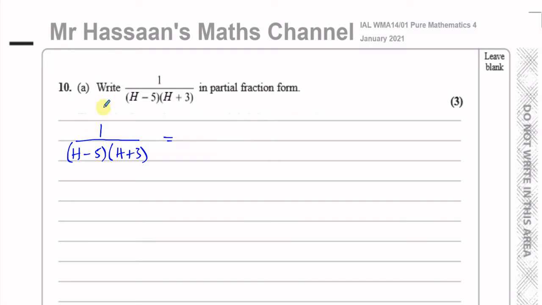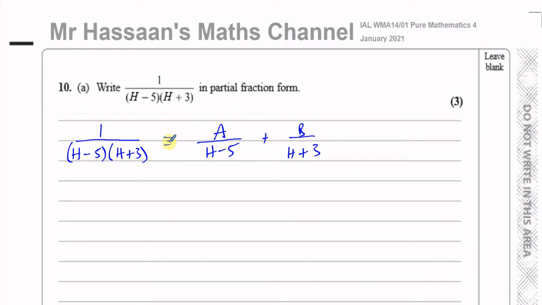I can see that this is a proper fraction because the numerator, if h is a variable, is of an order less than the denominator. The numerator is a constant. The denominator is quadratic, so it's a proper fraction. So I won't have a whole number part. It's just going to split up into something divided by h minus 5 plus something divided by h plus 3. I'll call those somethings a and b.